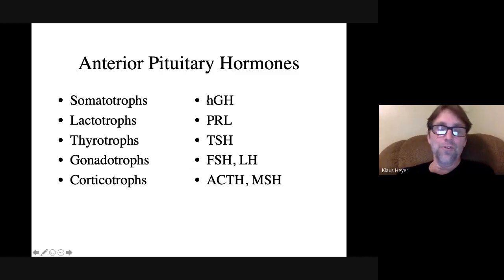It's going to go into your bloodstream, and then it's going to go somewhere else in your body. And they all work like that. They're all being made in the anterior pituitary, and they're going to be released somewhere in your body, wherever it's got to go.